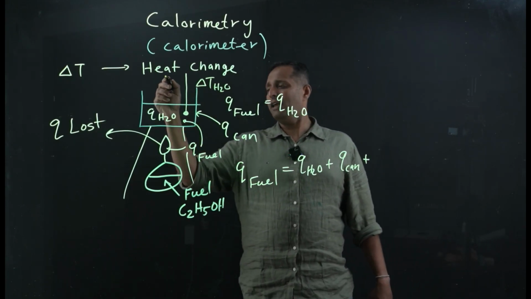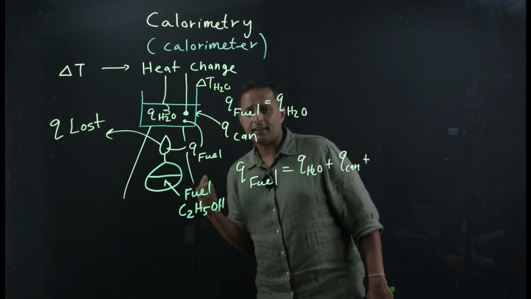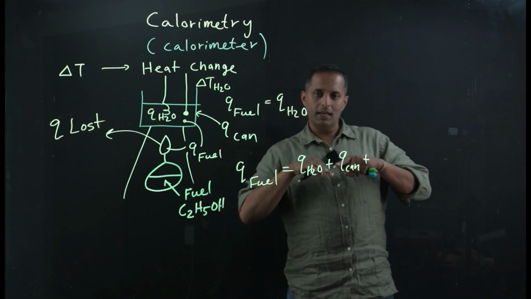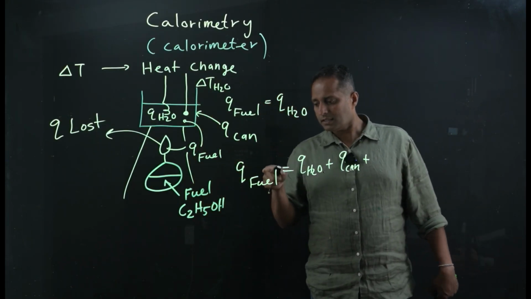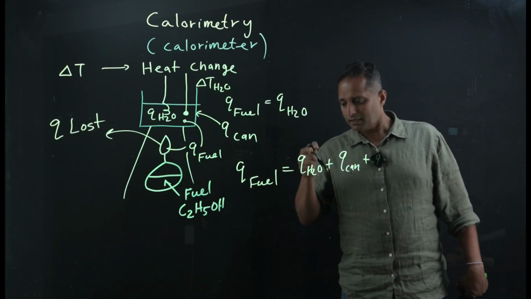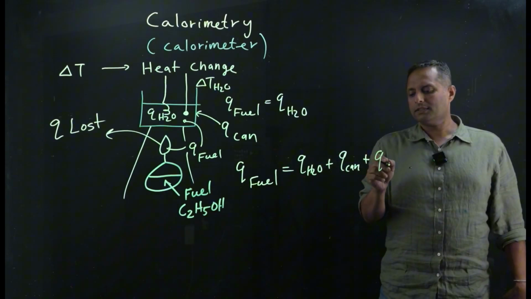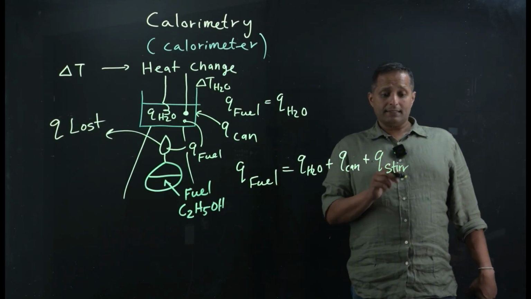And you have to have a stirrer as well, to stir and stir and stir before you start making that temperature change. You need to make sure the heat is evenly distributed. So it's not just Q fuel is equal to Q water, plus Q can, plus Q stirrer, plus Q lost.